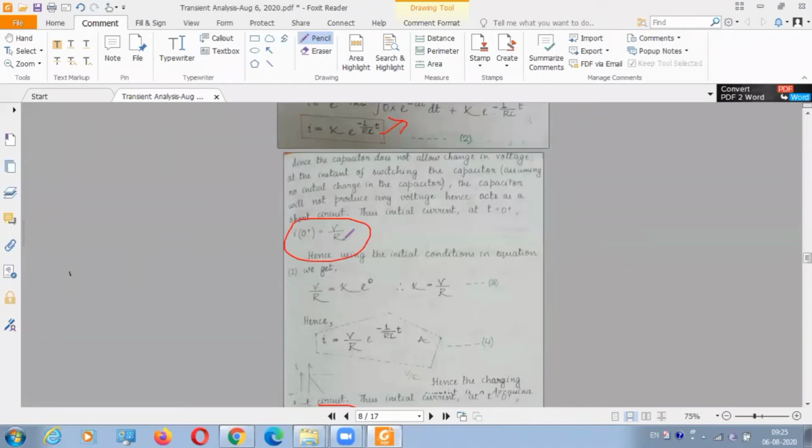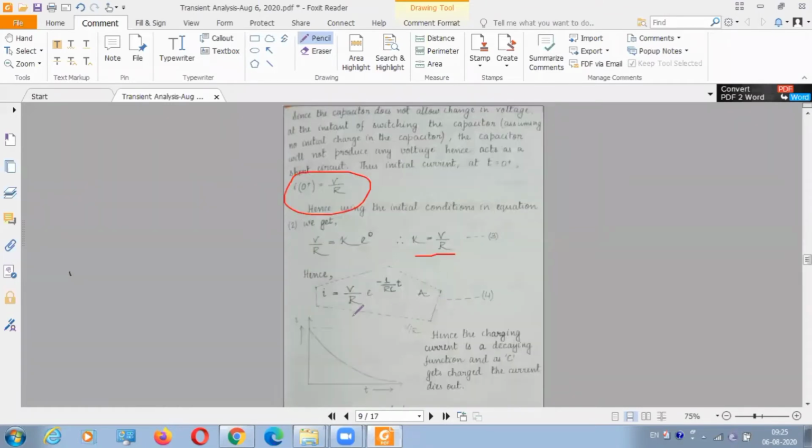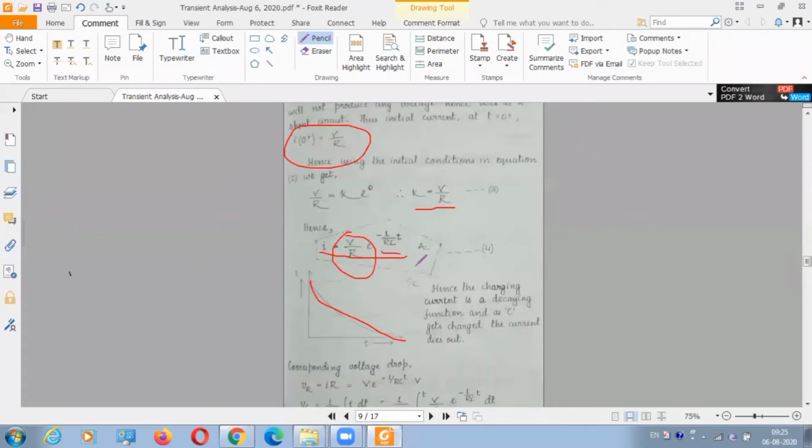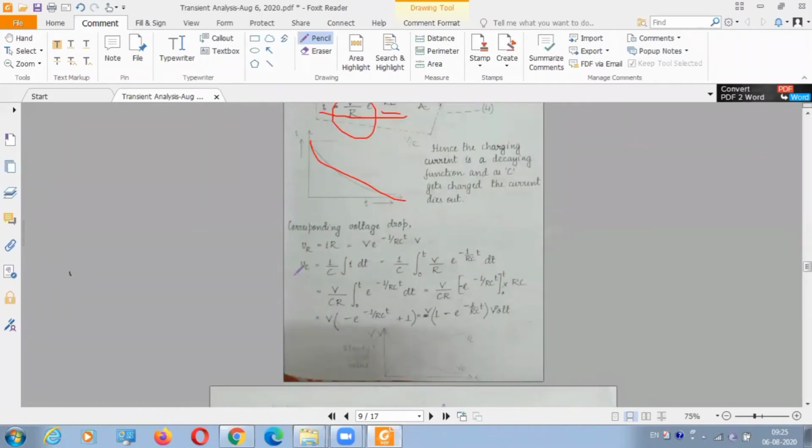Since it is a short circuit, substitute it in this equation, t equal to 0. So k comes out to be V by R. So I comes out to be V by R e to the power minus 1 by RCt. It will be an exponentially decreasing function since it is e to the power minus at, and the maximum value is what? V by R. Next, you can calculate your VC. If this is exponentially decreasing, if you integrate it, obviously it will become exponentially increasing. So VC becomes exponentially increasing.